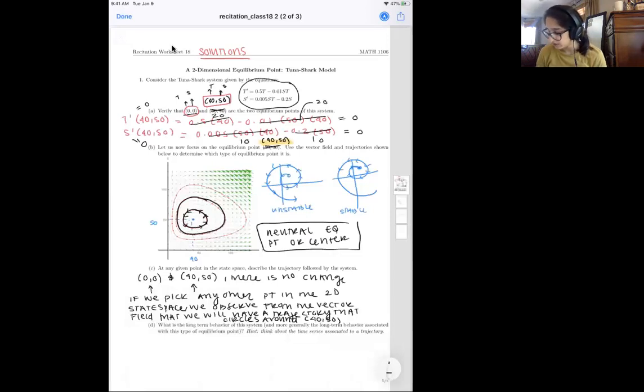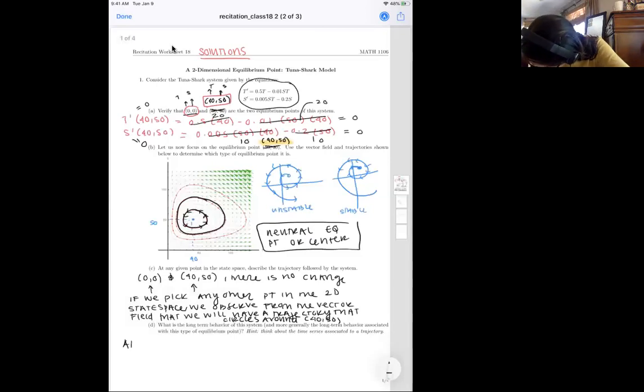Okay, moving on to part D. What is the long-term behavior of the system? Hint, think about the time series associated to a trajectory. Well, the answer is we can essentially look at part C and look at all the behaviors of what we just characterized in order to determine what the long-term behavior is. At 0, 0 or 40, 50, because they're equilibrium points, the long-term behavior is that nothing will happen. We will stay at those equilibrium points forever.